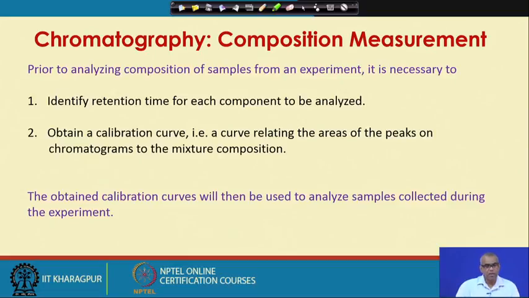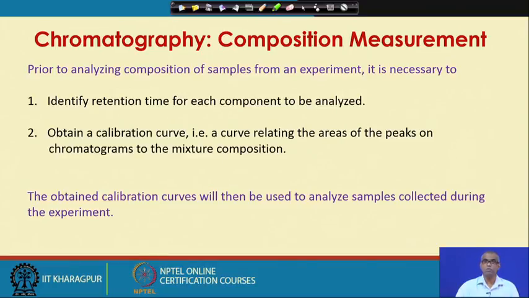Now, how exactly do we measure the composition? Prior to analyzing the composition of samples from an experiment, it is necessary to identify the retention time for each component to be analyzed and obtain a calibration curve, that is a curve relating the areas of the peaks on the chromatograms to the mixture composition. So, two things are important.